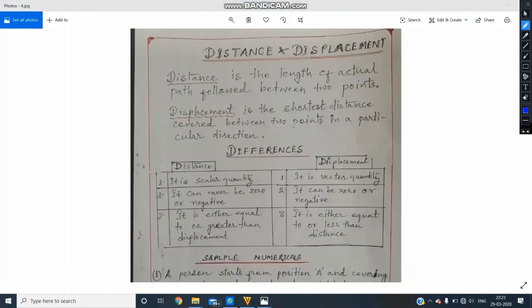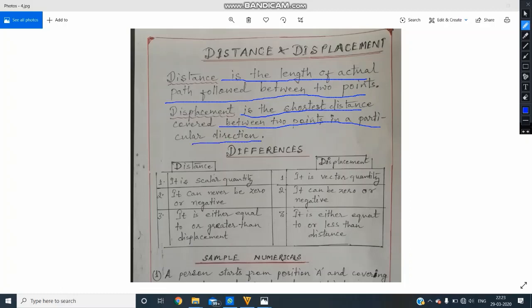In continuation of the discussion, the next topic is distance and displacement. Distance is the length of the actual path followed between any 2 points, whereas displacement is the shortest distance covered between 2 points in a particular direction, that is, in a straight line direction.